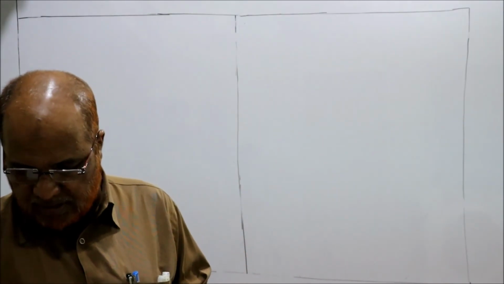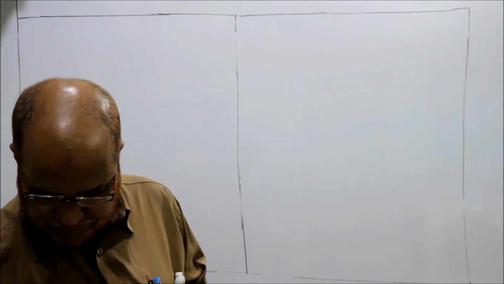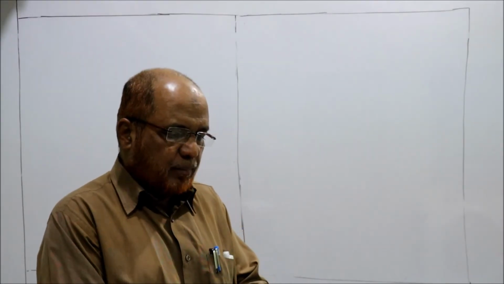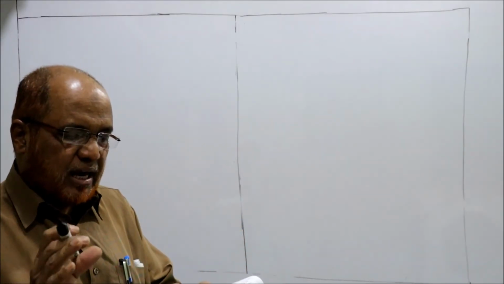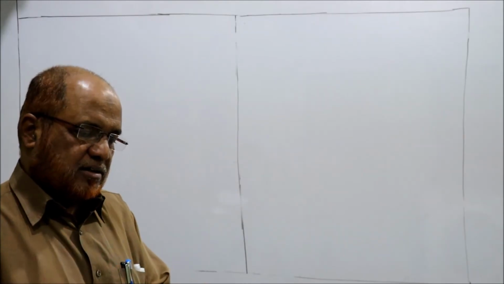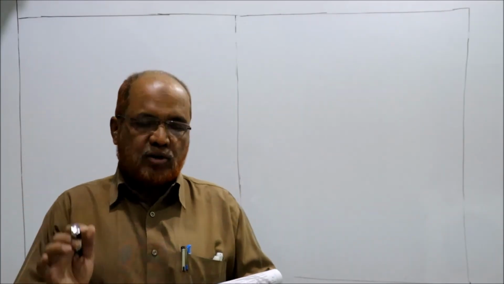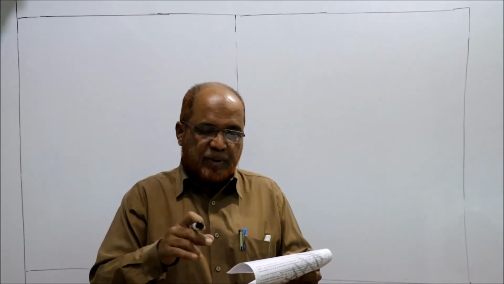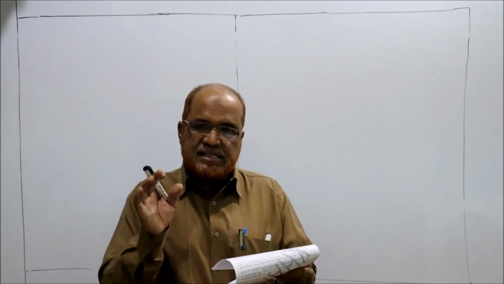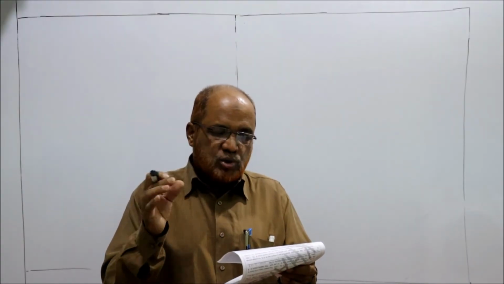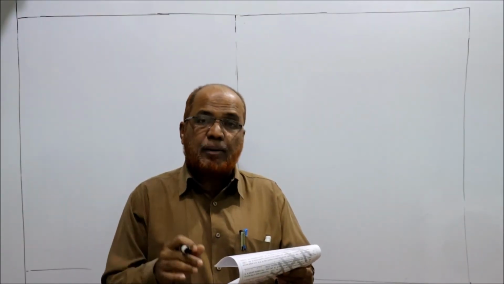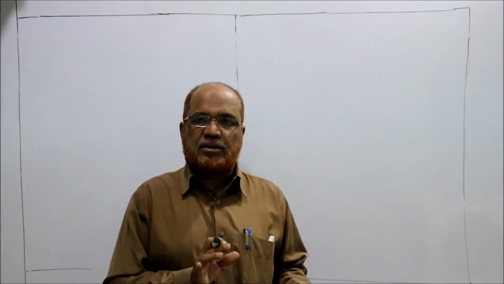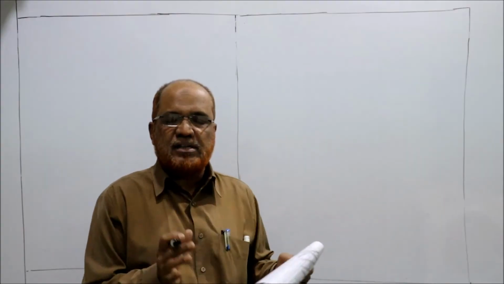17th problem. See problem number 17 carefully. A 6% coupon bond with 20 years to maturity is currently selling for rupees 900. 6% coupon rate of interest. Period to maturity 20 years. And currently market price is 900 rupees. Estimate the yield to maturity using AYTM method and by interpolation method. Interpolation method means actual method. Both methods, just now what we have done, same thing.